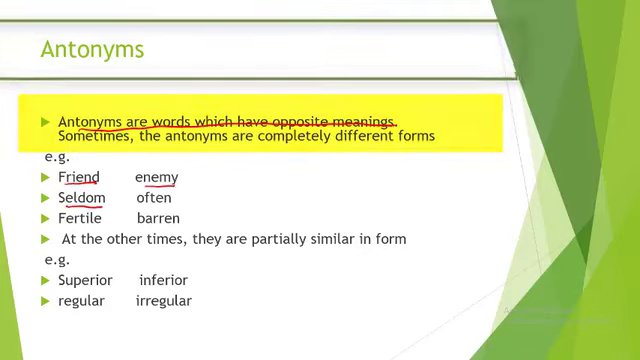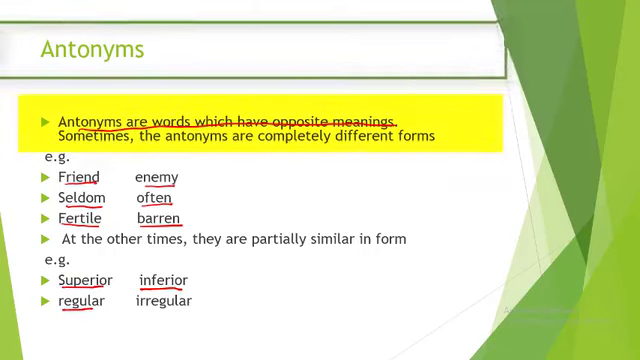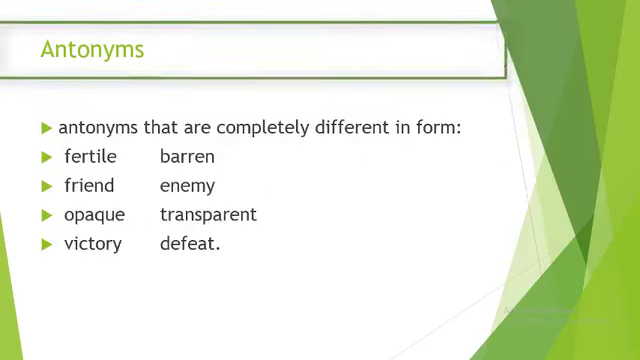Seldom is the given word. Often is the antonym. Fertile, the given word. Barren is the antonym. Okay? Then we could have some of them that have a level of similarity. For instance, superior is the given word. Inferior is the antonym. Regular is the given word. Irregular is the antonym. I believe you're following.